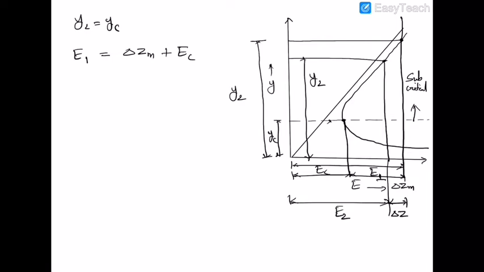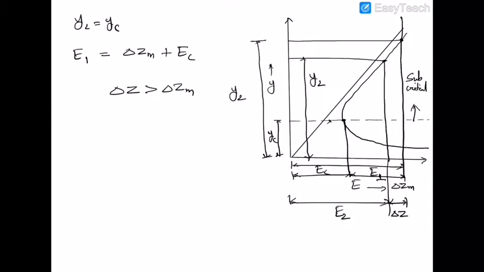Now we take the condition when the height of the hump is greater than delta Zm. What will happen in this case? If we further increase the height of the hump beyond delta Zm, then the flow will not be possible for a given specific energy at section 1, that is E1. So in order to cause the flow, we need to increase the specific energy at section 1, and in order to increase the specific energy at section 1, we need to increase the depth of flow.